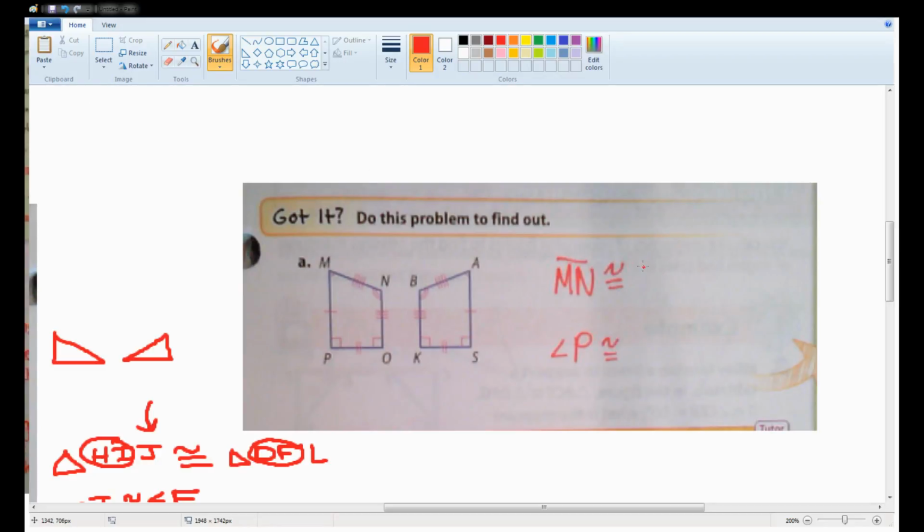You should write side AB. That's the matching side based on the congruency marks. Which corner matches angle P in the first picture? Notice that this is a reflection. We have to be careful here, because even though the measurement matches angle K, because it's a reflection, angle P actually matches with angle S.